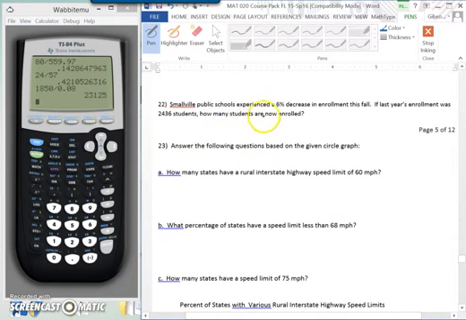It says Smallville Public Schools experienced a 6% decrease in enrollment this fall. If last year enrollment was 2,436 students, how many students are now enrolled? Now listen, if the same amount enrolled from one year to the next, it'd be 100%. A 6% decrease would mean that we're dealing with 94% or 0.94. So we could take 94% and multiply by 2,436. And that would give us the new population.